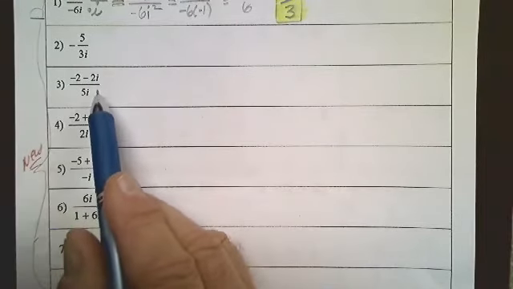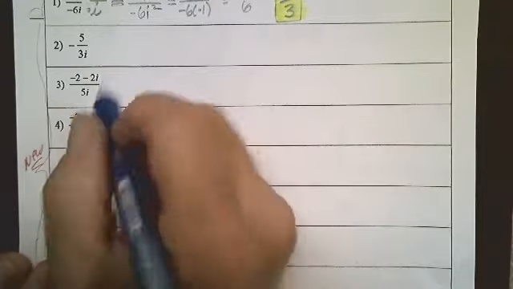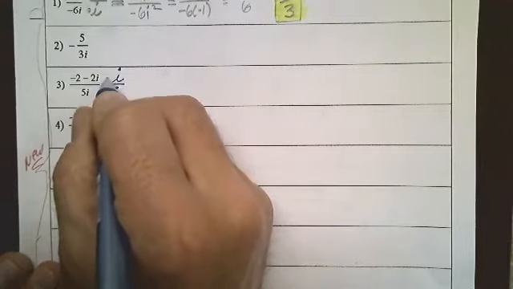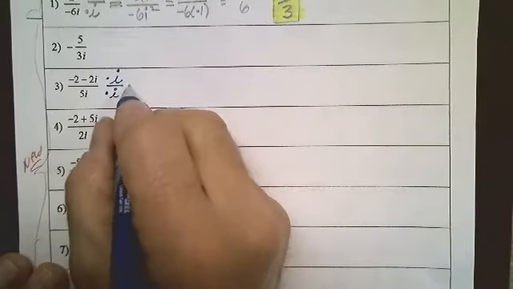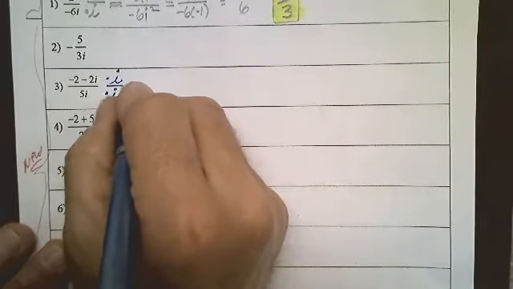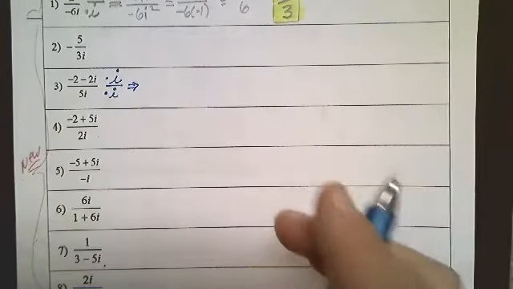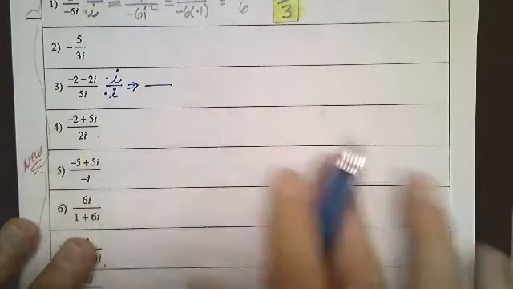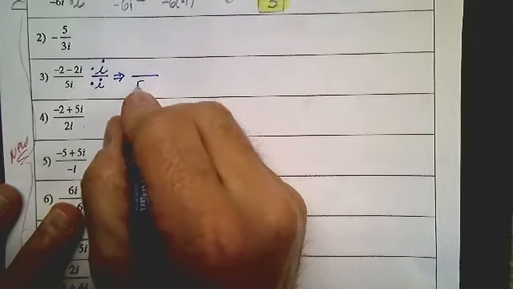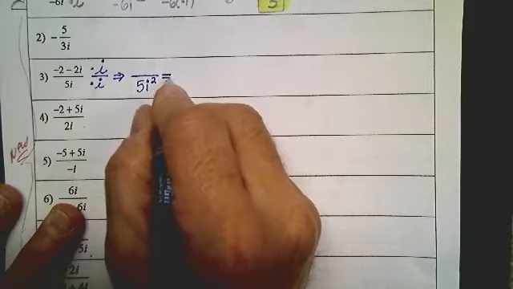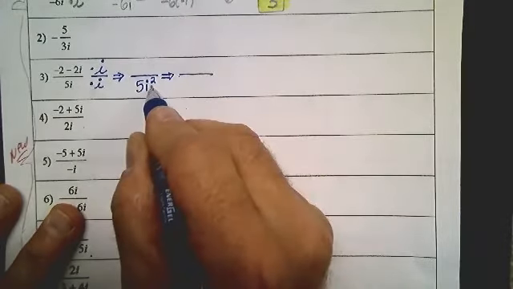But back to number 3. I don't want to multiply by 5i, although you could. I'm going to multiply it by i and i. Then I write down my equal sign or an arrow, whatever you prefer. I'm going to go the bottom route first. 5i times i is 5i squared. i squared is -1.